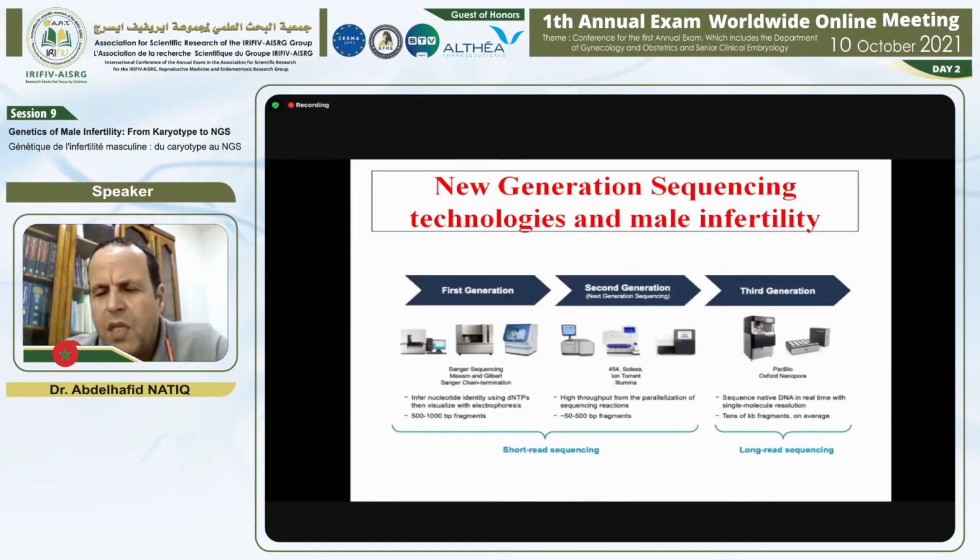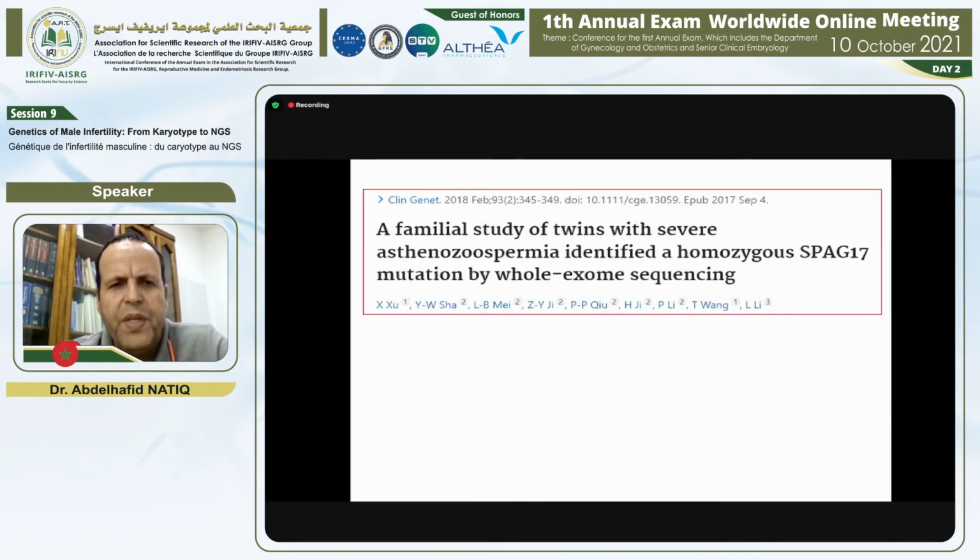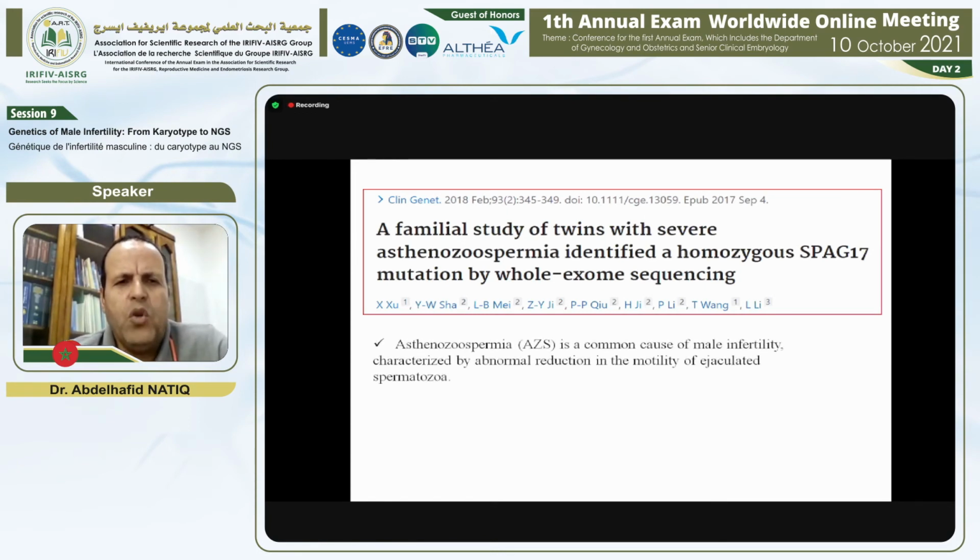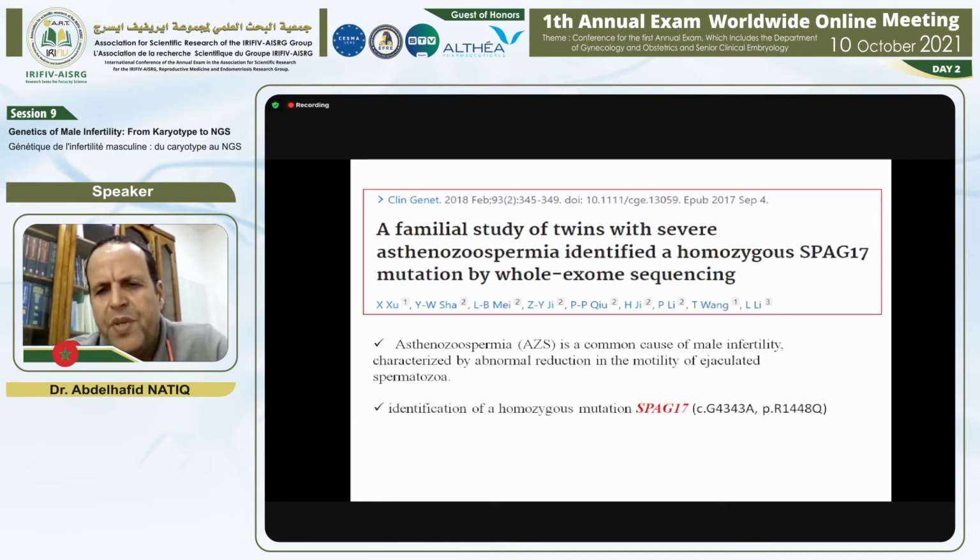Here I will pass to the last step, new generation sequencing and male infertility. There are a lot of papers on this topic. I chose some of them. Here, Xu reported a familial study of twins with severe asthenozoospermia, and they identified a homozygous mutation in SPAG17. This mutation can be a new pathogenic gene causing asthenozoospermia.